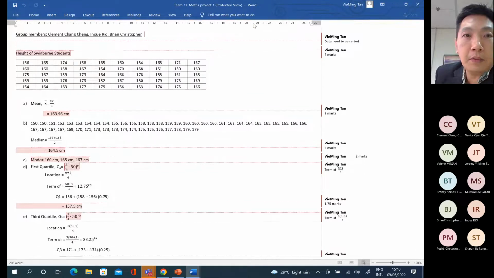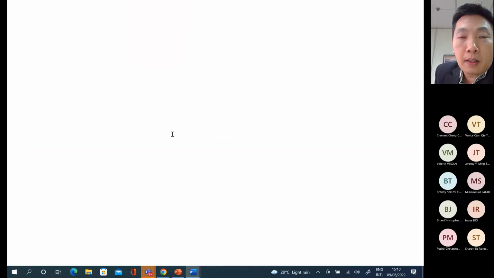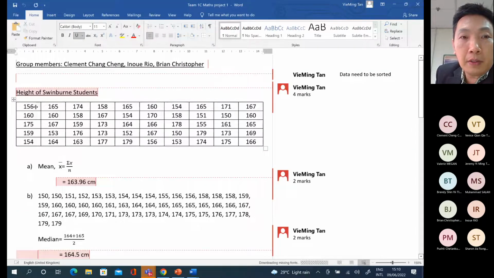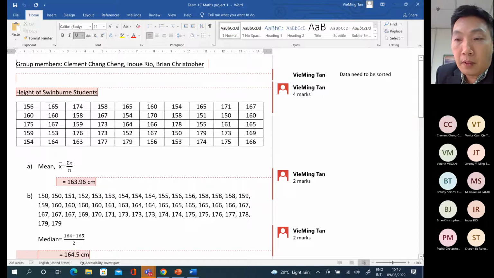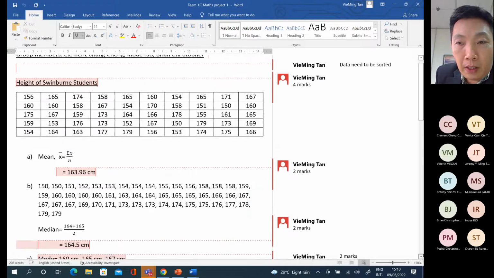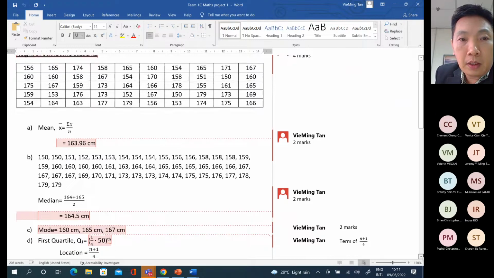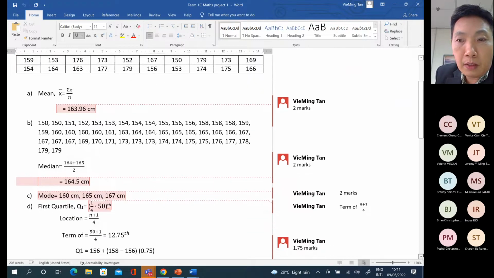Okay, for 1C, question number 1. You have 50 data, but the problem is you did not sort the data accordingly to value. That's why you can only get 4 marks for question 1. Okay. Question 2, full mark. Question 3, 2B is also full mark.